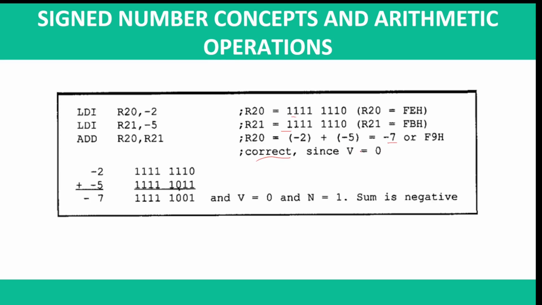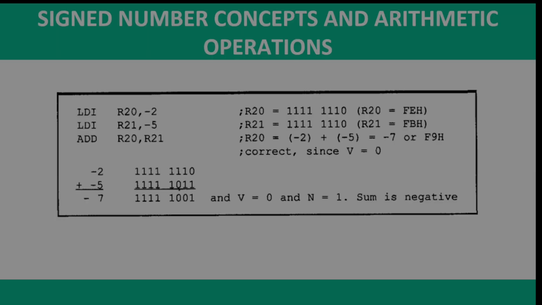So check what sign it carries. So since the destination and the source have negative sign, the result is negative also. So therefore, our V flag is equal to 0. So V is equal to 0 and still our N flag is equal to 1 since the last digit, D7, is equal to 1. So the sum is negative.